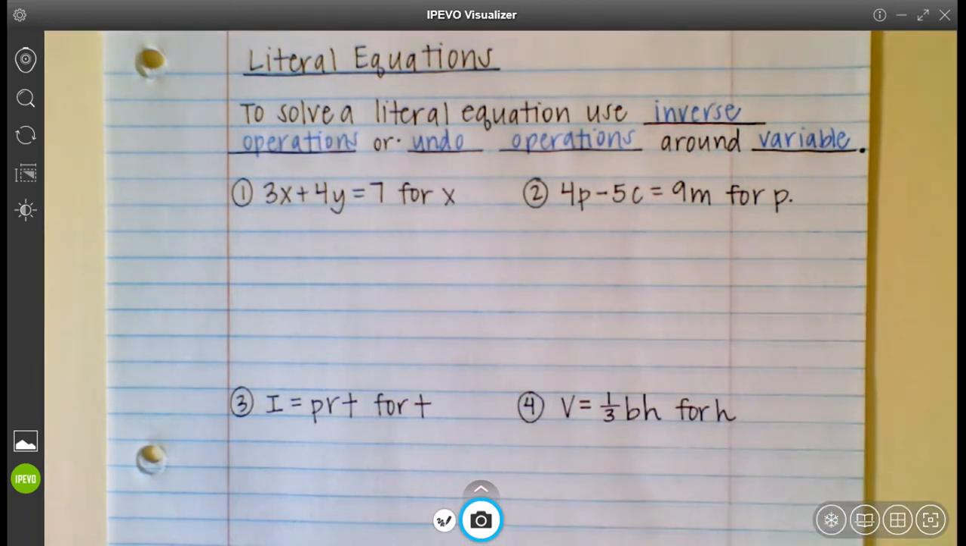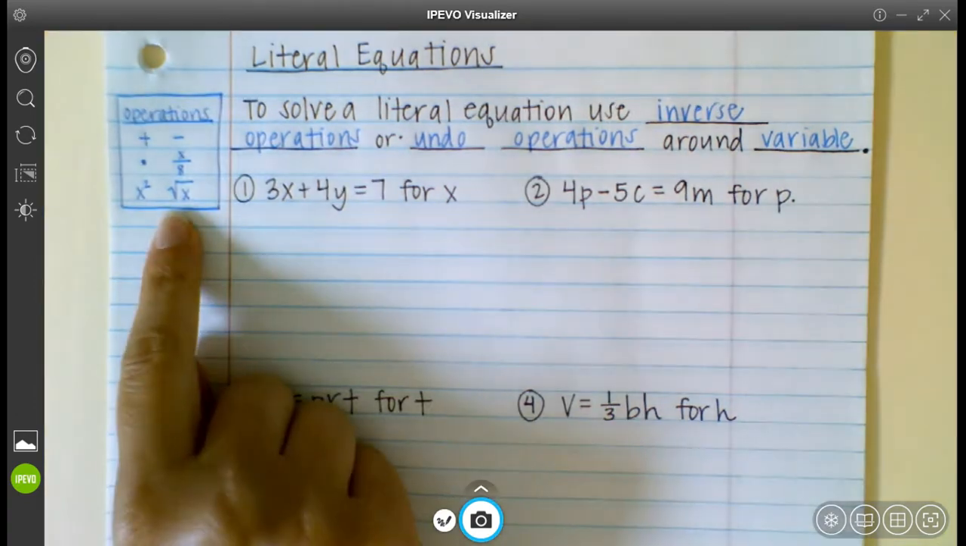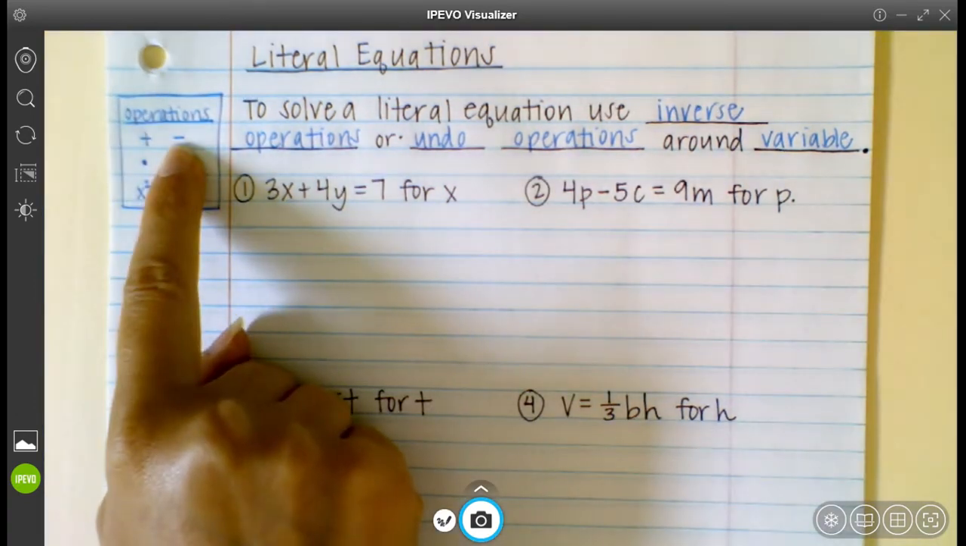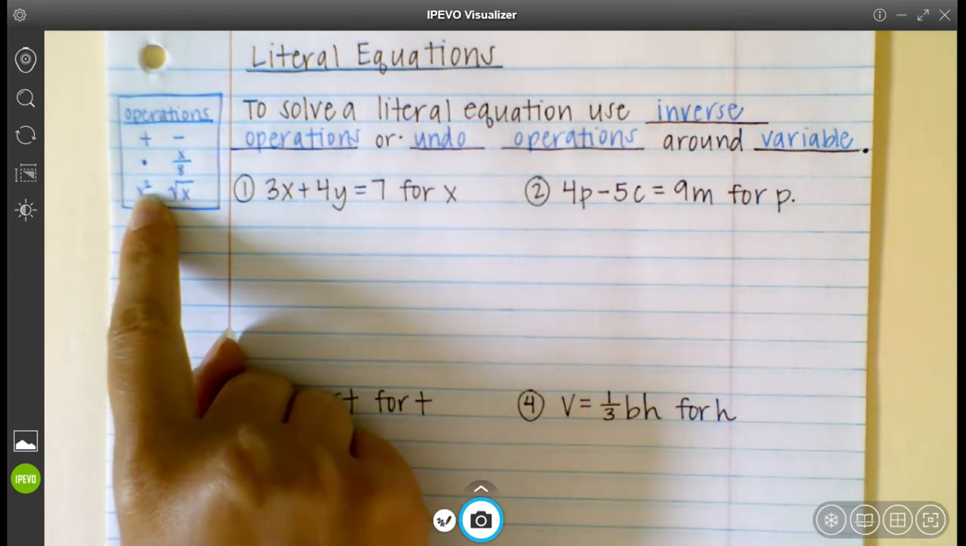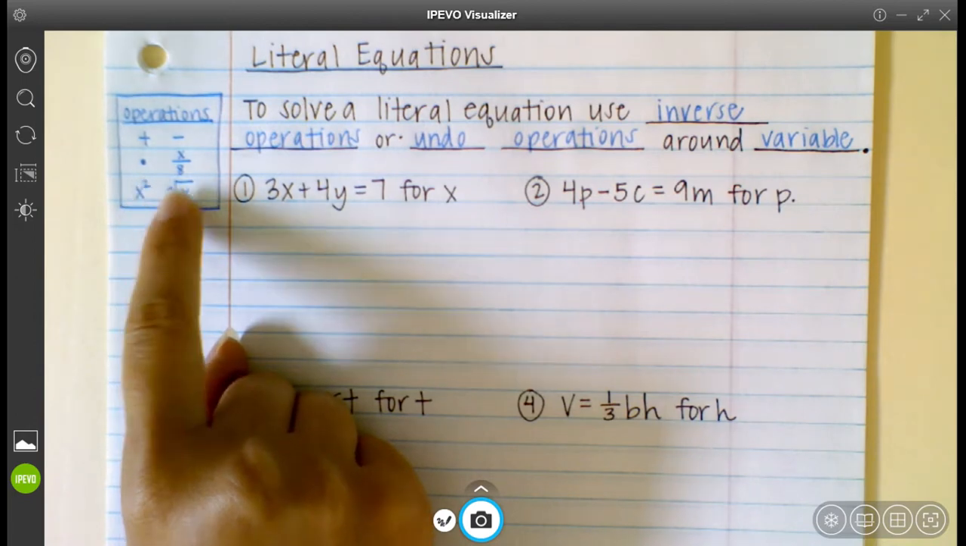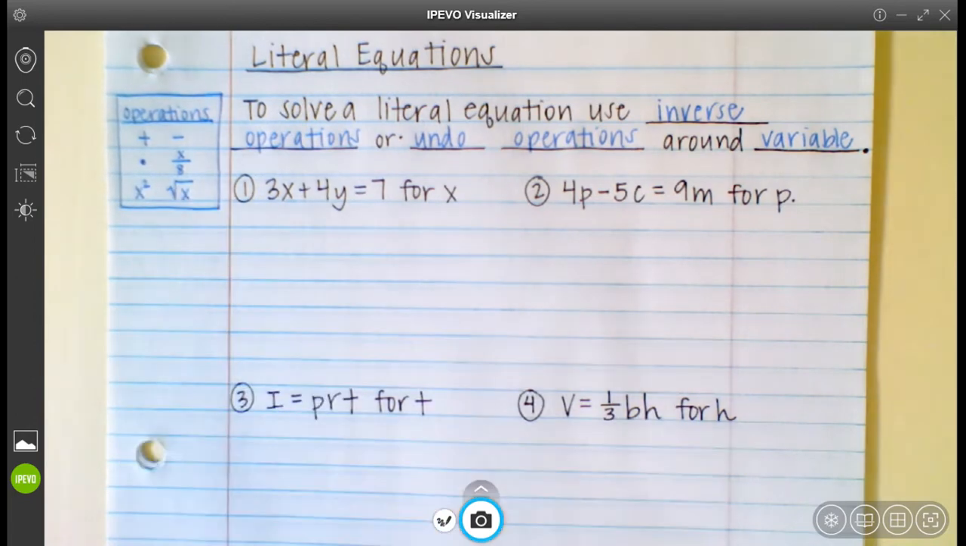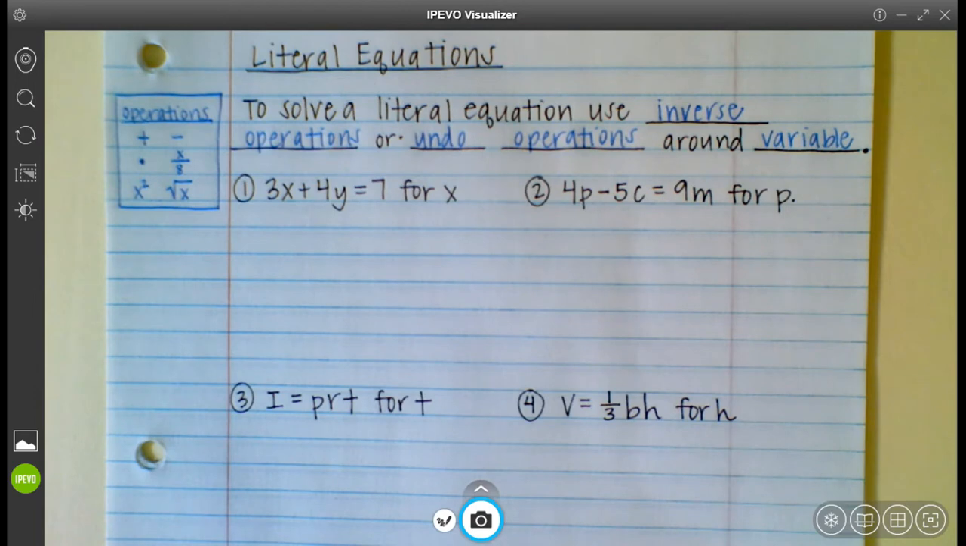So, in order to use inverse operations, or as we call it, undoing operations, let's make a quick little list off to the side here of what our operations are and which ones undo each other. So, as you can see, we have our add, subtract, our multiply, divide, squaring, and to undo a power of 2, we square root. So that'll be really helpful along the way here, guys.